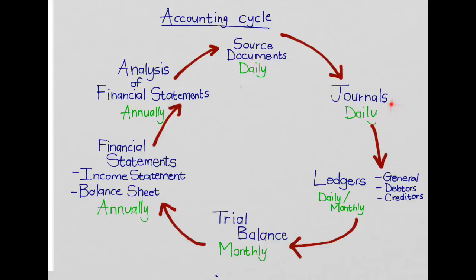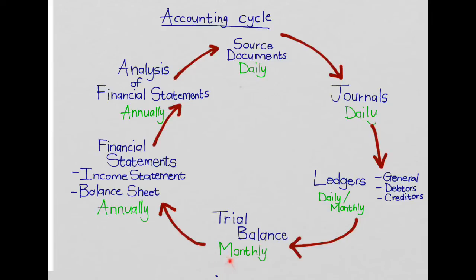Then the journals are posted firstly daily to the debtors and creditors ledgers, updating the personal accounts of each debtor and each creditor. And then the total journal gets posted once a month to the general ledger. From the general ledger, we draw up a trial balance, and then from the debtors and creditors ledgers, we draw up a debtors or creditors list.